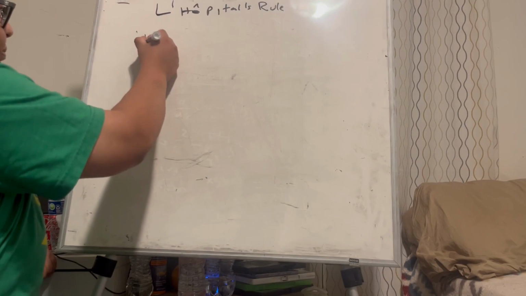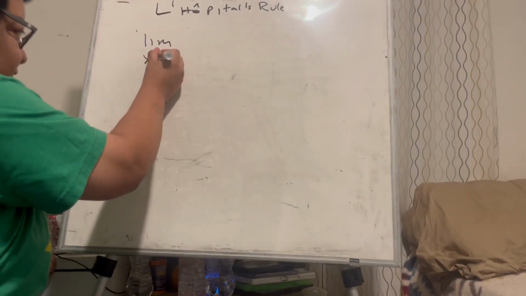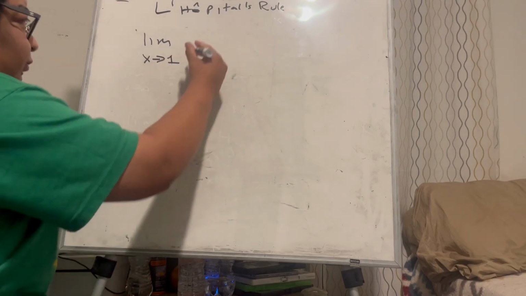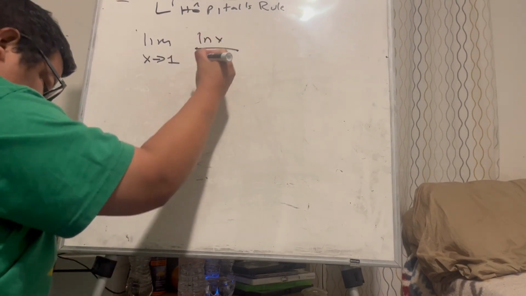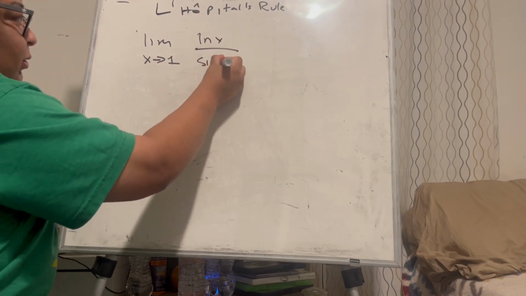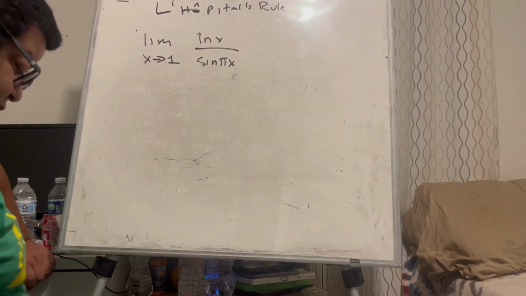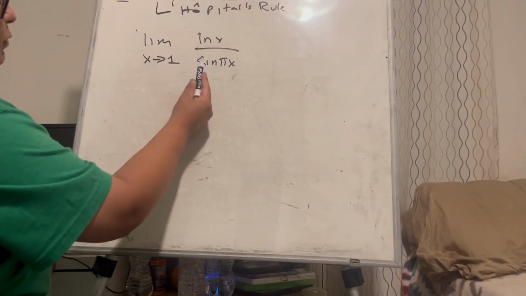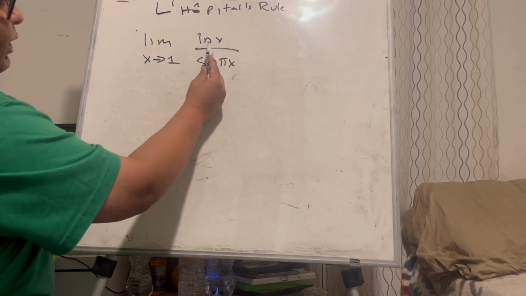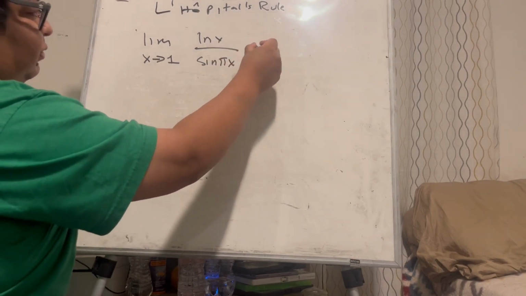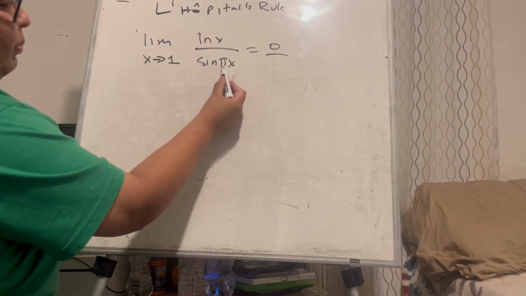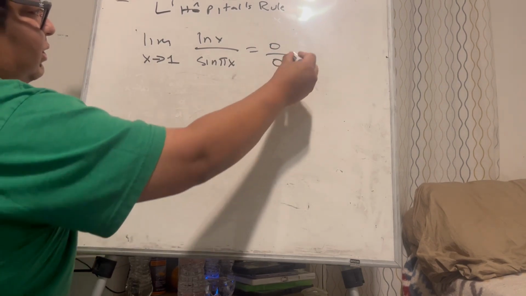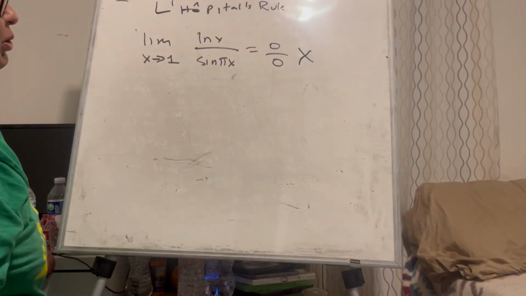So the limit in this example is the limit as x approaches 1 of ln of x over sine pi x. Notice if we plug in 1 here, we get ln of 1, which is 0, and then sine of pi times 1, that's sine of pi, which is 0. So this is indeterminate, so we have to use L'Hopital's rule.